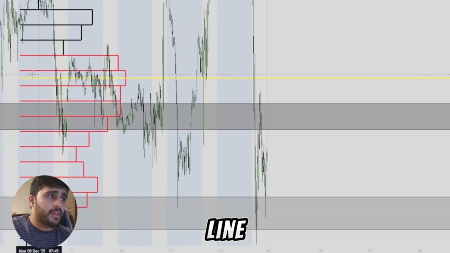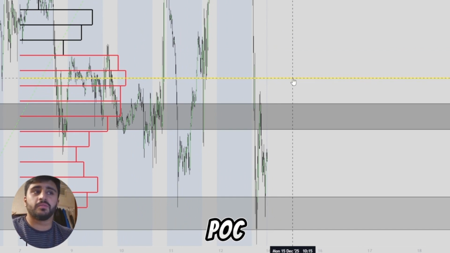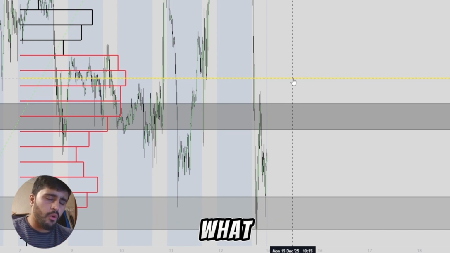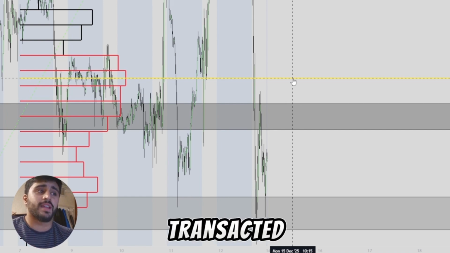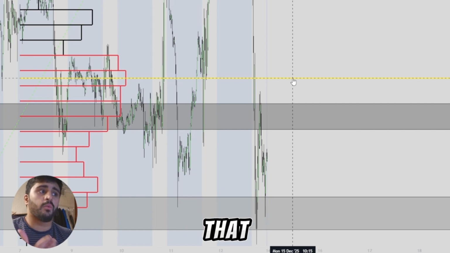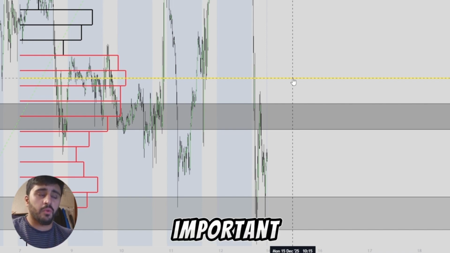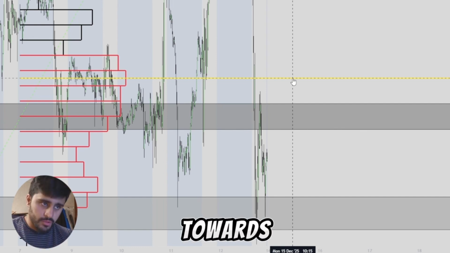Now this yellow line here is arguably the most important line. This is what we call the point of control, or the POC, right? So I don't want to throw all these fancy terms, but basically what the POC represents is where most of the volume was transacted, right? So where was the highest point of volume for that week? And so the reason the volume profile is so important is because it shows you where you want to be trading from and where the price is most likely to gravitate towards.